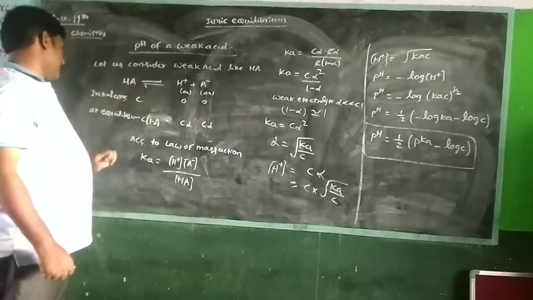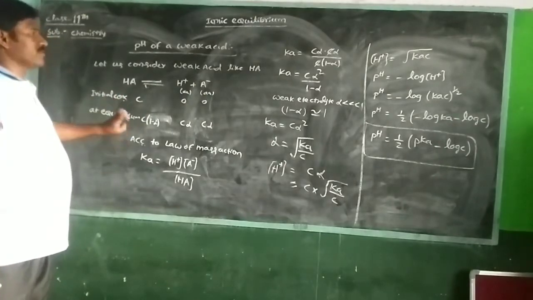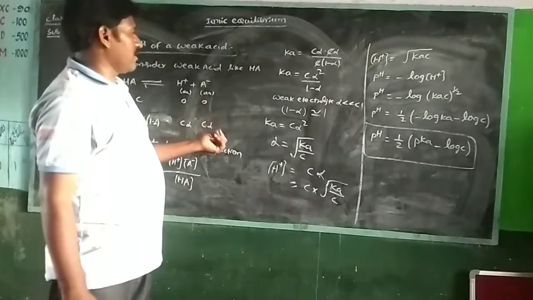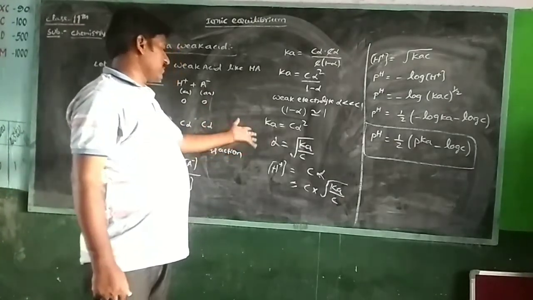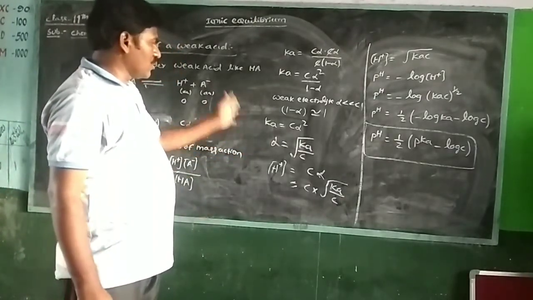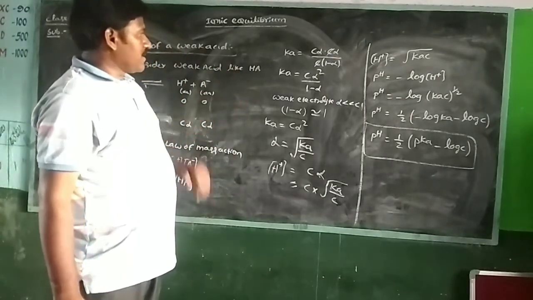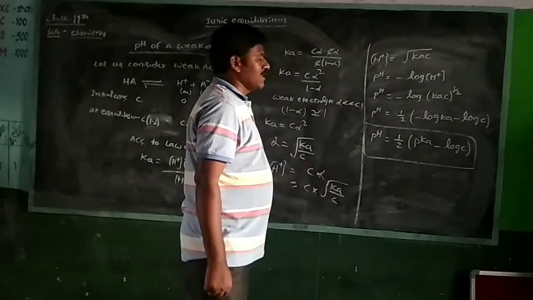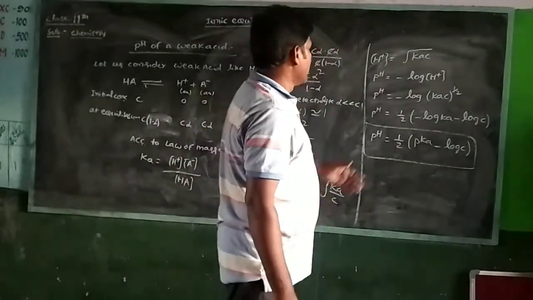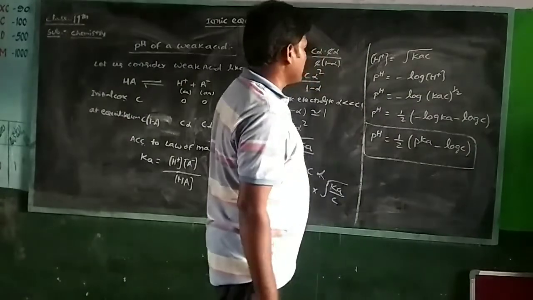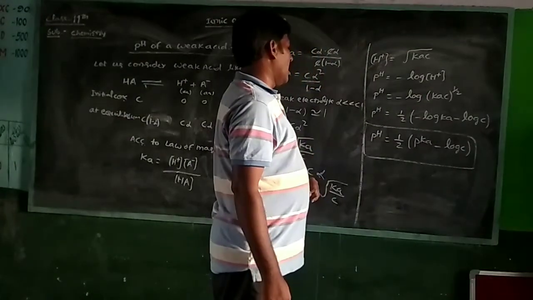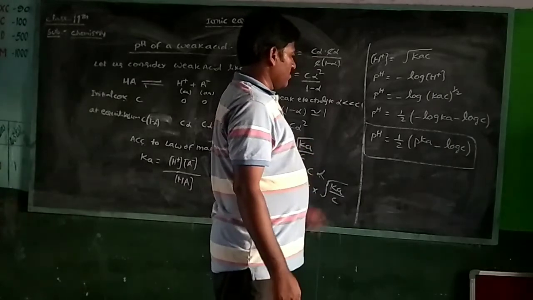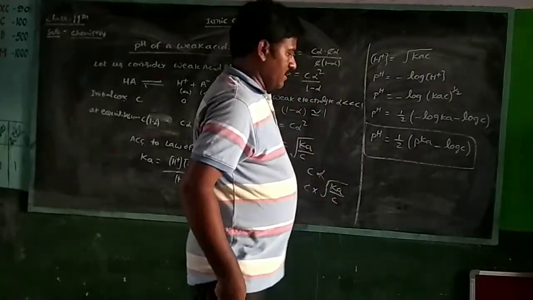Ready? For a weak acid like HA at equilibrium, according to the law of mass action, Ka is equal to C alpha square. For a weak electrolyte, alpha is very less than 1, so alpha is equal to root Ka by C. H plus is equal to root KaC. pH is equal to minus log concentration of H plus ions, minus log root KaC, so pH is equal to half of minus log Ka minus log C. pH is equal to half of pKa minus log C.